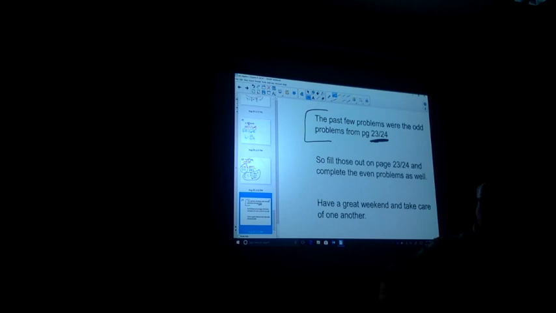And then I want you to take the rest of the period to finish up page 23 and 24 and get the even problems done. So that's 2, 4, 6, 8, 10, 12, etc.